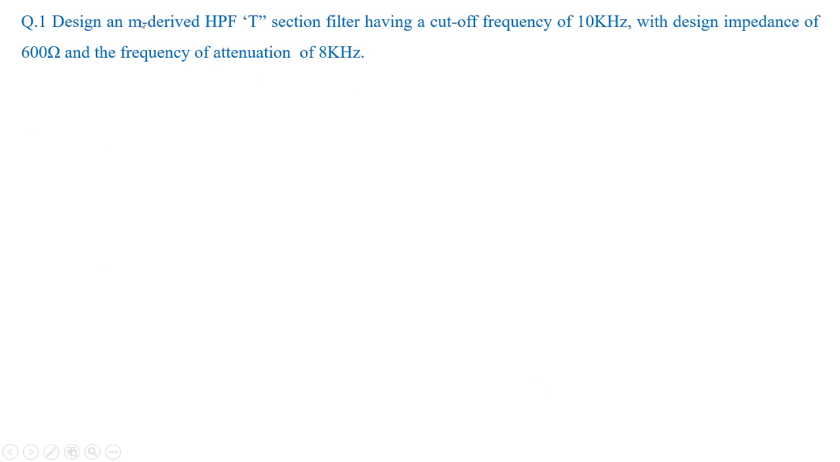So the first case: design an m-derived high-pass filter T section having a cutoff frequency of 10 kilohertz with a design impedance or characteristic impedance of 600 ohms, and the frequency of attenuation is 8 kilohertz.